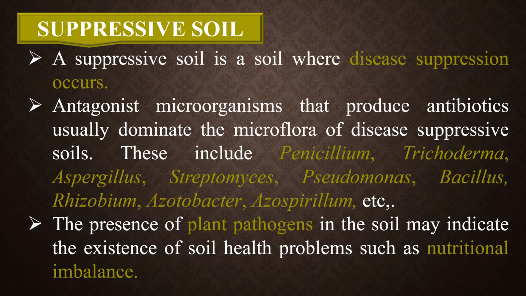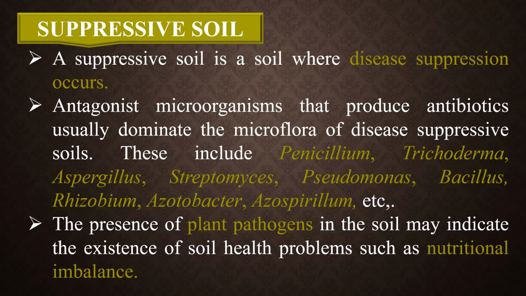Suppressive soil. A suppressive soil is a soil where disease suppression occurs. Antagonistic microorganisms that produce antibiotics usually dominate the microflora of disease suppressive soils. These include Penicillium, Trichoderma, Aspergillus, Streptomyces, Pseudomonas, Bacillus, Rhizobium, Acetobacter, Azospirillum, etc.